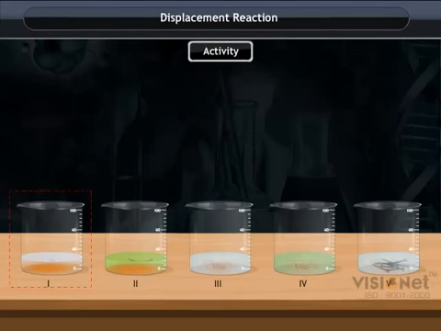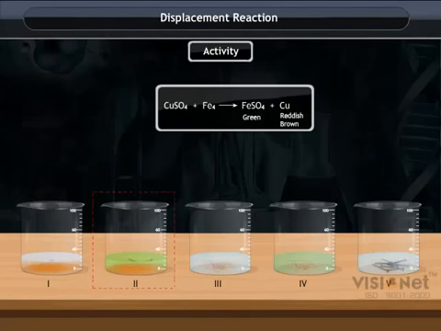Similarly, in beaker 2, iron replaces copper from the copper sulfate solution. Hence, the color of the solution changes from blue to green and a reddish-brown substance gets deposited on the iron nail. We conclude that a displacement reaction takes place between the more reactive metals and the less reactive metals of a salt solution.